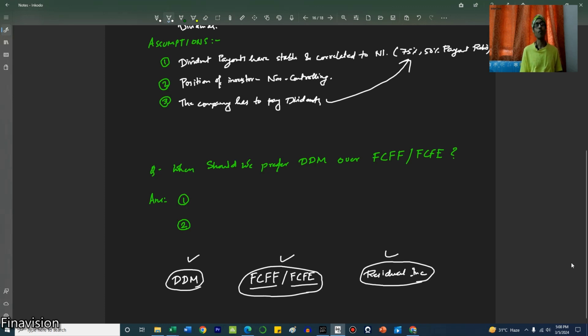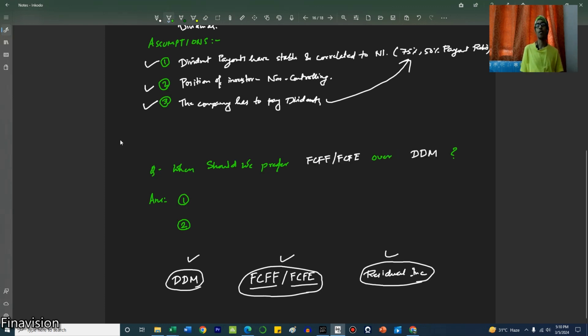For DDM, we have already gone through the situations, that is, a stable payout ratio, preferably a substantial payout ratio has to be there, that is, the company has to be paying dividends, and the position of the investor is a non-controlling position, that is, it cannot take decisions in terms of managerial levels.